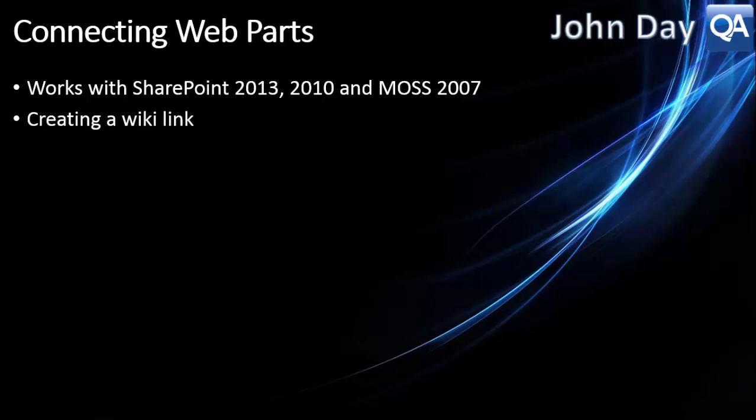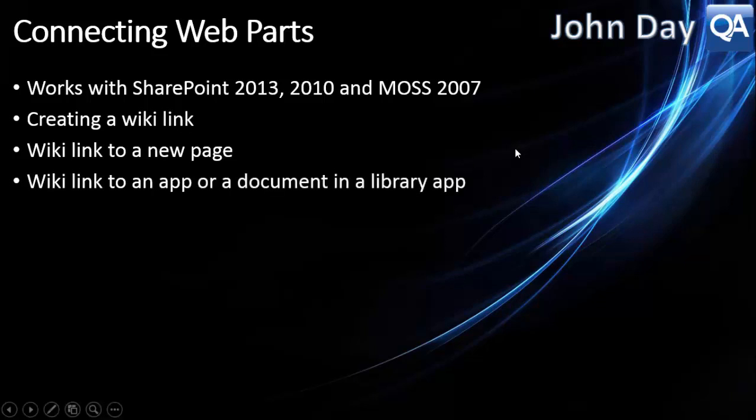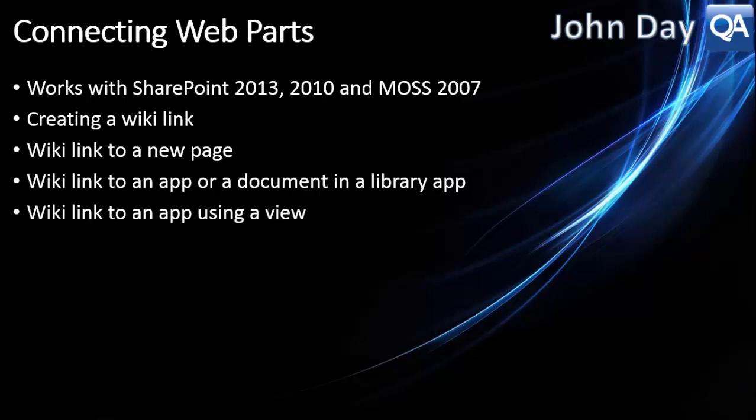So I'm going to take you, as I said, from the ground up using a basic wiki link. We're then going to take you through links to new pages, including some little tips and tricks on display text and naming convention of your web pages. Also wiki links to apps and even documents and items in the library app. And then finally showing you how to go to a specific view within an app as well.